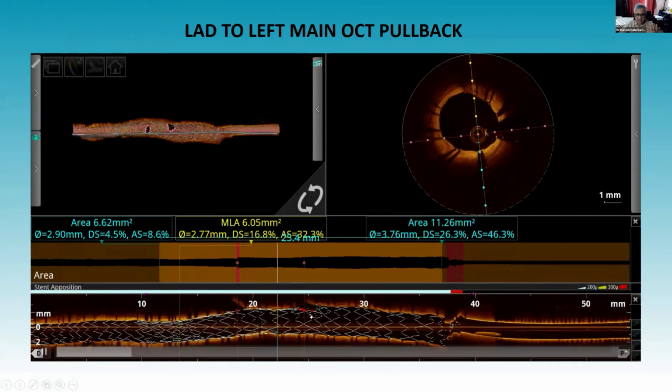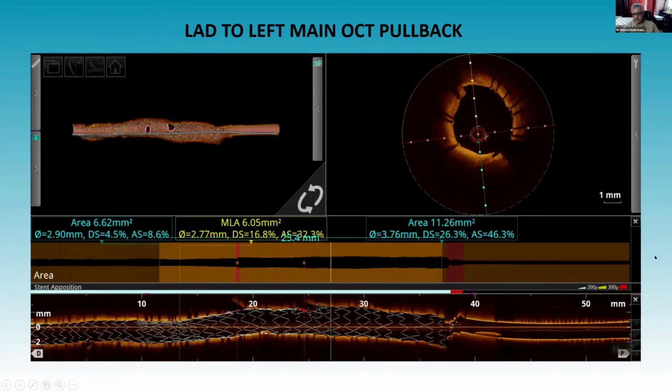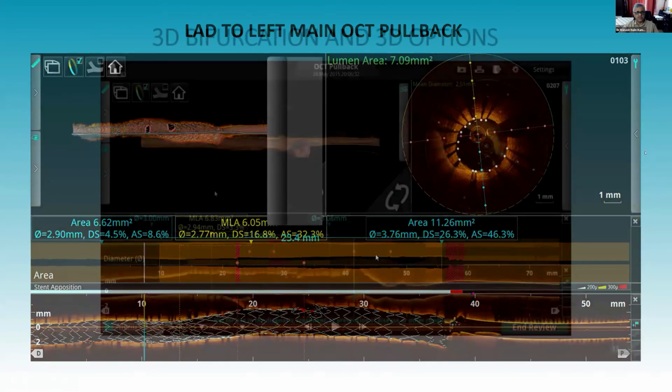imaged. No, left main can be imaged. You can see the circumflex opening here. This is the left main, and the left main diameter here is about 4.5 millimeters. So what else can I do?